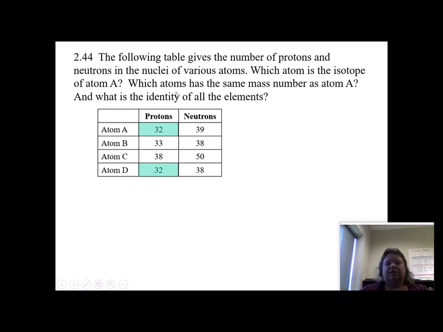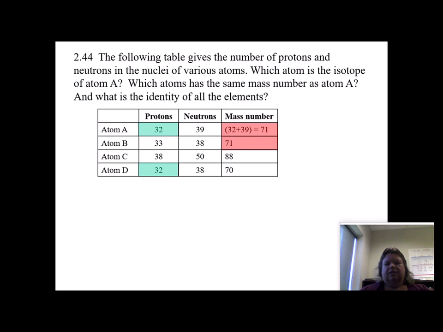Which atom has the same mass number as atom A? Well, the first thing I have to do is find the mass number. So I'm going to take 32 plus 39 and I get 71. I do this, 33 plus 38, get 71. 38 plus 50 gives me 88. And 32 plus 38 gives me 70. So which two have the same mass number? Okay, and the answers are A and B.